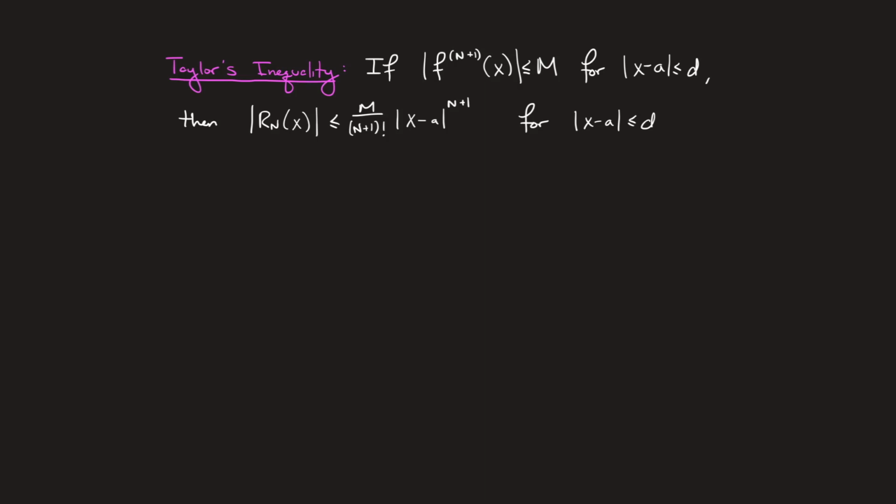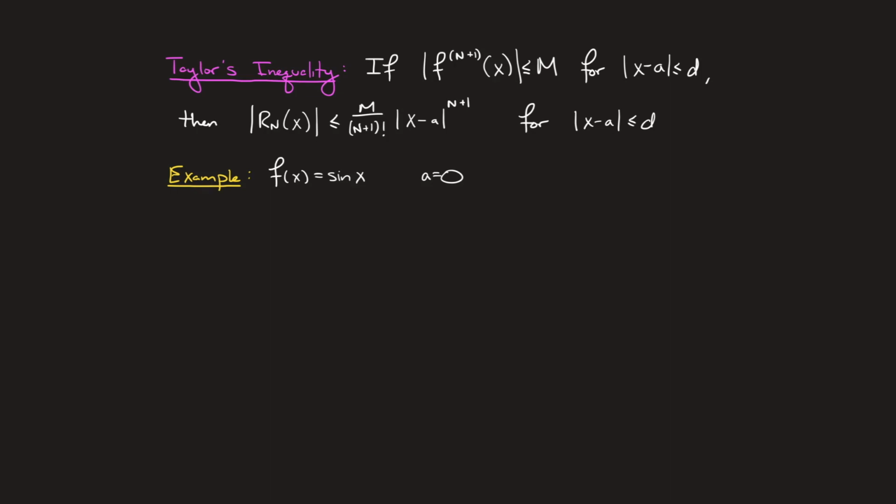First, let's try to apply it to the example f of x equals sine of x centered at a equals 0. The goal is to find the values for which sine of x is equal to its Taylor series, which we computed in the last video. To do this, we need to find for which values the error goes to 0. We'll do this using Taylor's inequality.